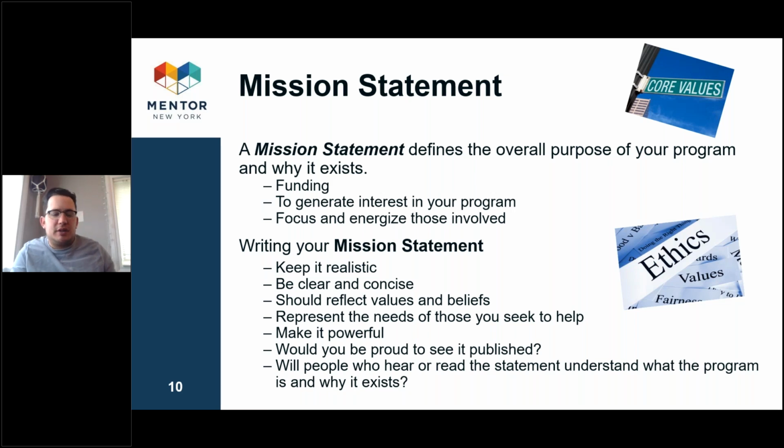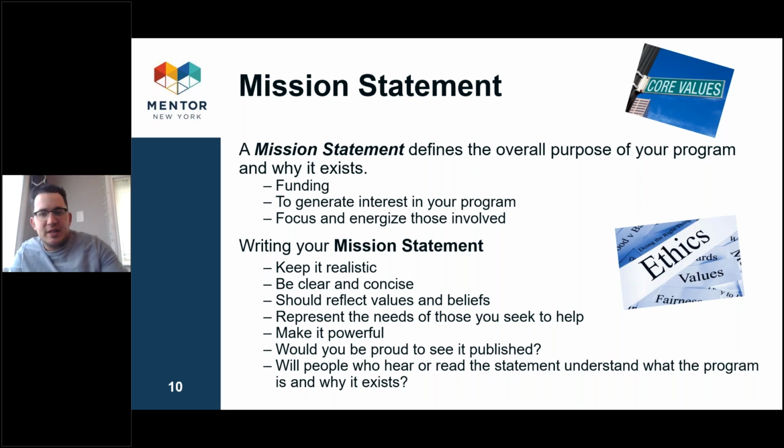You want to keep it clear, concise, realistic. It should reflect your values and beliefs. It should represent those you seek to help. It should be powerful. You should be proud to see it published somewhere. And ultimately, will someone who hears or reads the statement understand what your program is and why it exists?